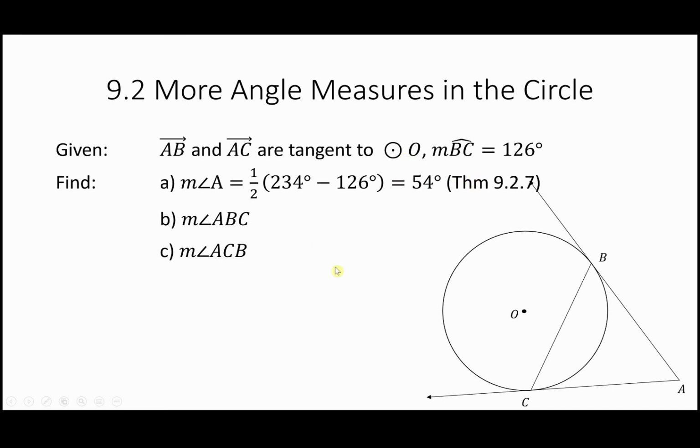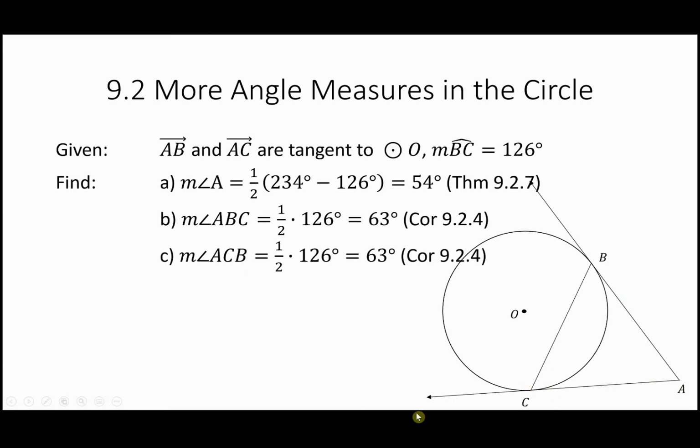Okay, now let's talk about the measure of angle ABC. ABC, so that's this angle right here. That will be half of this intercepted arc, the intercepted arc's measure being 126 degrees, so half of that will be 63 degrees, and that's via this corollary here. Lastly, the measure of angle ACB will be the same exact calculation because it has the same intercepted arc BC, so we'll take half of that to get the measure of angle ACB as 63 degrees.